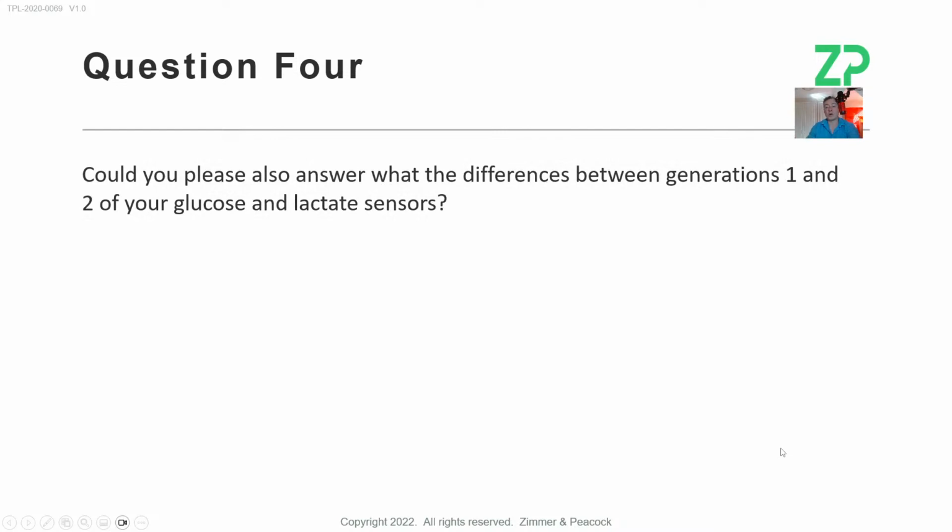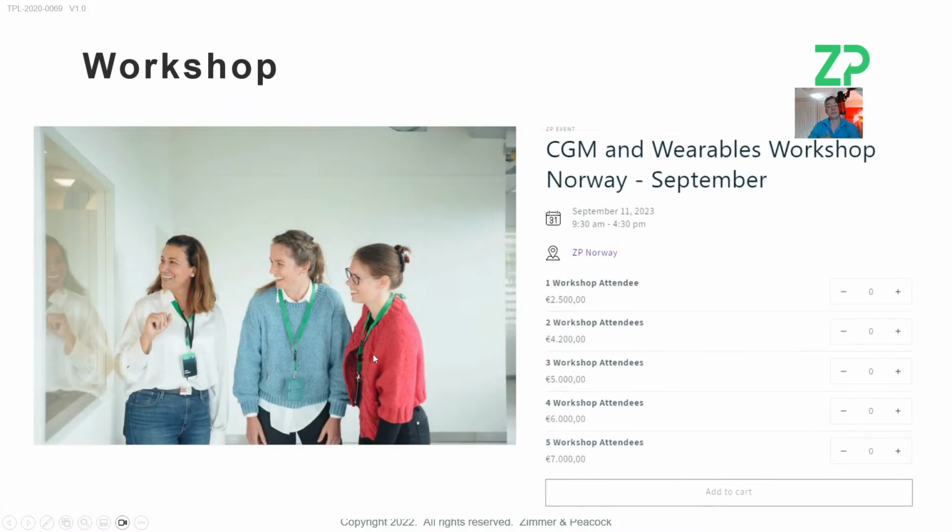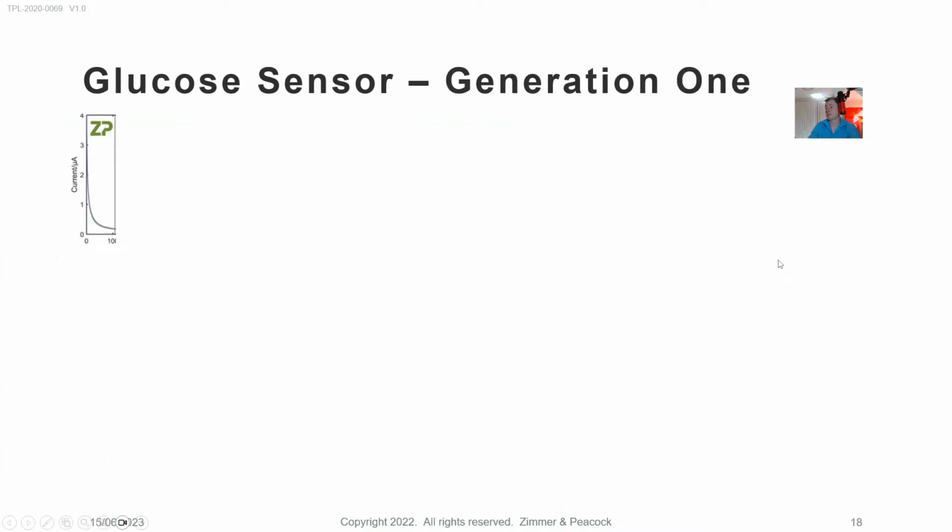Now, question number 4, somebody's asking us about, can you describe the difference between a generation 1 lactate sensor and a generation 2 lactate sensor? So I will answer that question now. And I will answer it by saying we do cover this very thoroughly in a workshop. And actually people get to test lactate sensors. So if you really want the answer to this, then I would actually attend these workshops, link below. But I know it says glucose here, but just change that word glucose to lactate.